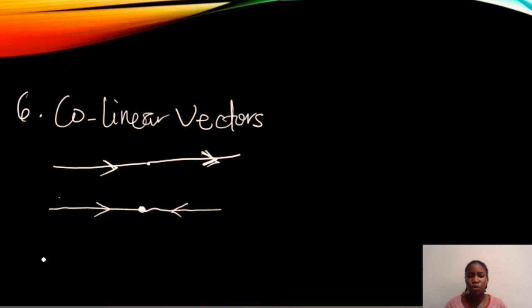The same applies to co-initial vectors. Let's take two vectors, one moving in this direction, starting from here, and another also moving on the same line. So this is vector A, this is vector B. They are all starting from the same point and they are all in the same line. Even though they are collinear vectors, they are also co-initial vectors.